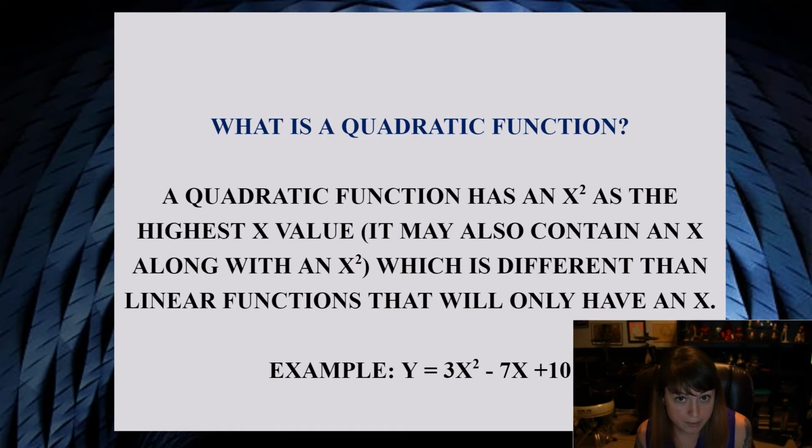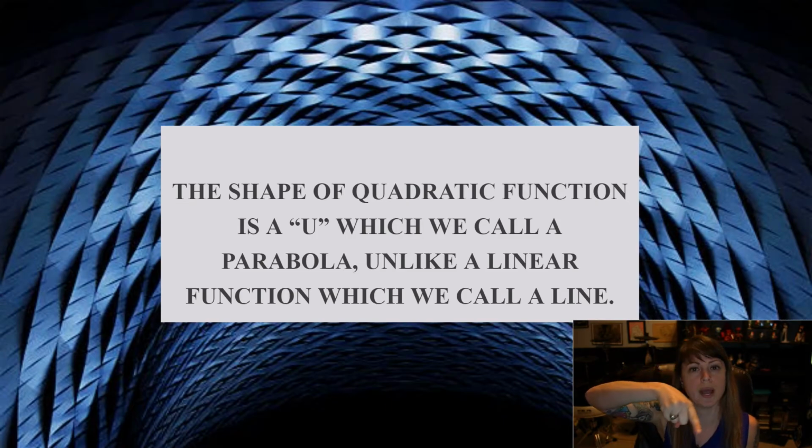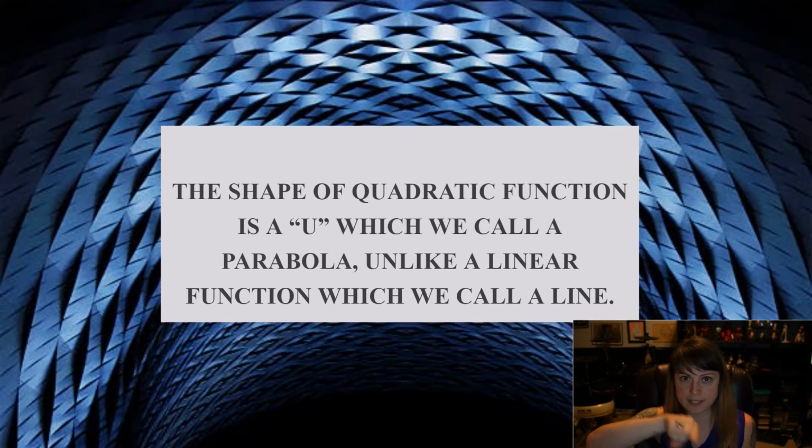The shape of a quadratic function. We talked about this. It's a U. Looks like this. We call this U a parabola, unlike a linear function, which is a line. So linear functions are lines, quadratic functions are U's. But remember, it could also be upside down. So it could be a U, or it could be an upside down U. So we could call it an up like a cup or down like a frown. But it's always going to be a U, just either positive or negative.